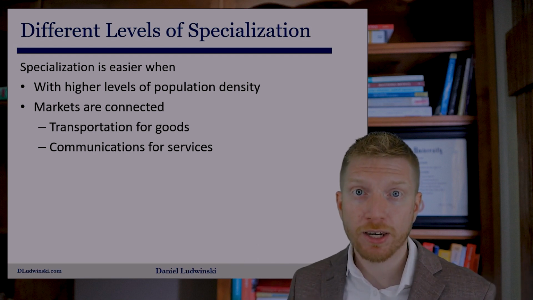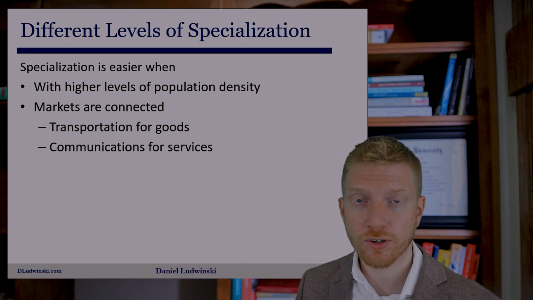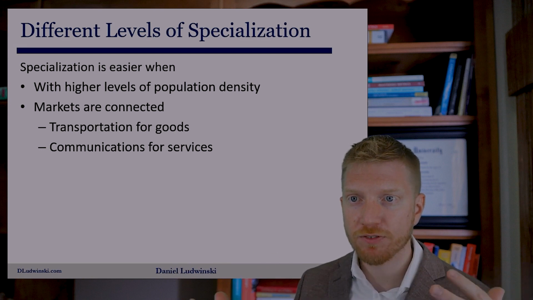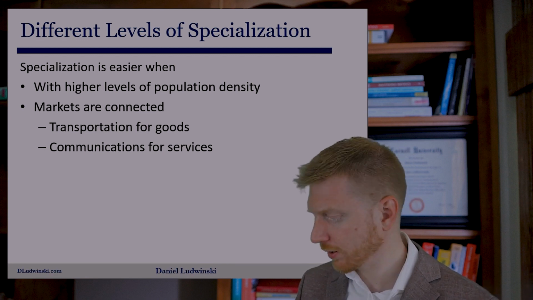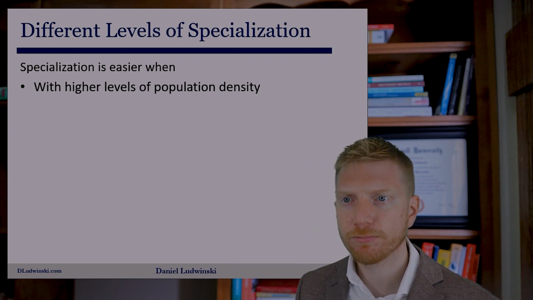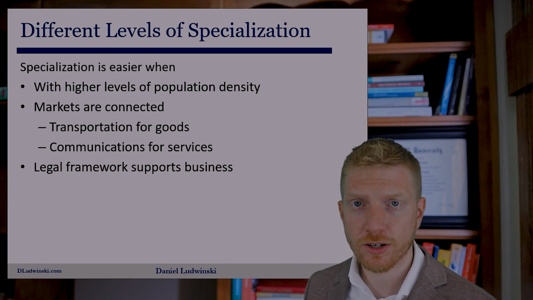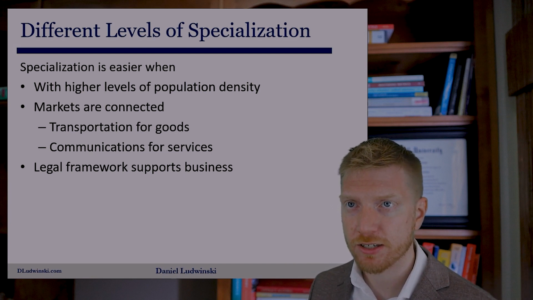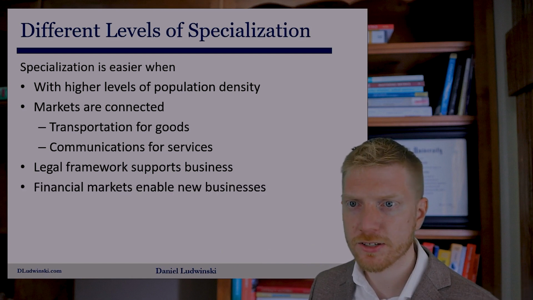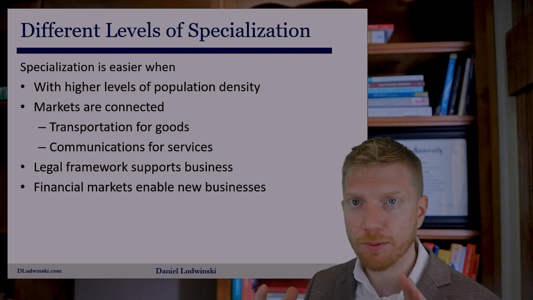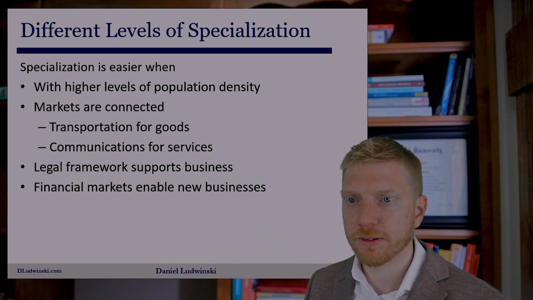So the increased ability to transport goods over long distances, the decrease in the cost of transporting those goods, the ability to communicate about the needs for goods and services, all those things lead to better and higher ability to specialize. The other things that help specialization are legal frameworks that support businesses in terms of them setting up and having protections, and financial markets which can enable new businesses to start and people to start something that is more specialized.